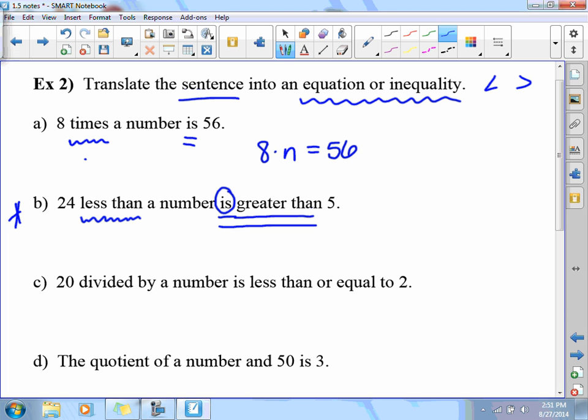Okay. So here we're going to have 24 less than a number. So that's going to imply subtraction. And here order matters. So I got to kind of flip-flop my number and my 24. It's not going to be a literal translation where I can just go word by word. So I need a number minus 24. 24 less than a number. I'm taking 24 away from that number. Is greater than, so then I'll use my greater than symbol, 5.